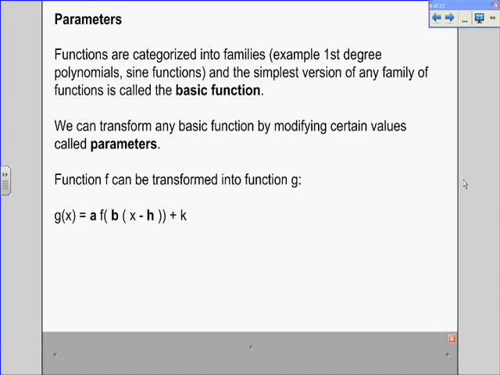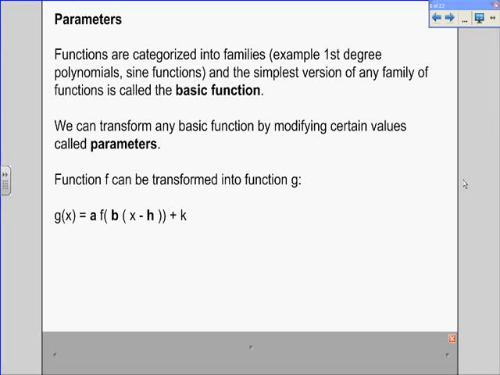Our video today is all about parameters. So what are parameters? First, we need to think about how we define our functions. Functions are usually categorized into families. For example, first degree or linear functions, sine functions, quadratic, those are all things we've worked with so far this year. And the most basic version of any family of functions is our basic function.